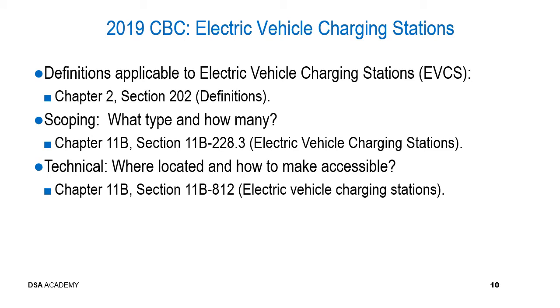Regarding electric vehicle charging stations, the definitions and scoping and technical aspects are still the same as what they were in the past code cycle. That's in Chapter 2, Section 202 has the definitions. Scoping, as far as what type and how many, that's covered in Chapter 11B, Section 11B-228.3. And regarding the technical aspects, as far as where they are located and how to make them accessible, that's still contained in Section 11B-812.